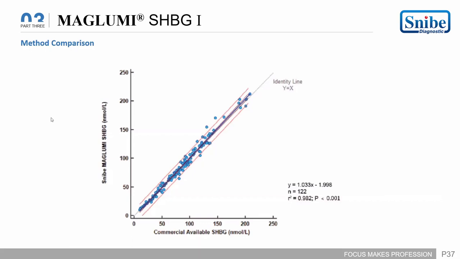So if we compare with the commercially available sex hormone binding globulin, for our first generation we have a regression value of 0.98 on the basis of 122 samples. We have excellent correlation with the commercially available sex hormone binding globulin.